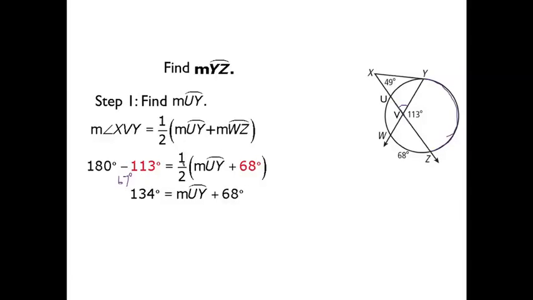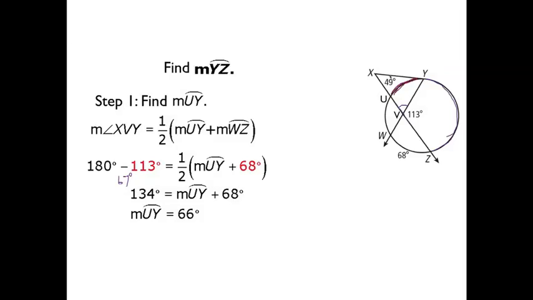Well, remember, like we said before, please excuse my dear Aunt Sally in reverse. I'm going to get rid of this 1/2 first by multiplying by 2. So when I multiply the 67 by 2, I get 134 degrees. So that's where the 134 is coming from. And now I've gotten rid of the 1/2 on this side. So it's just the measure of arc UY plus 68. So now it's just a matter of subtracting 68 from both sides. And that tells me that the measure of arc UY, which is again this arc right here, is 66 degrees.